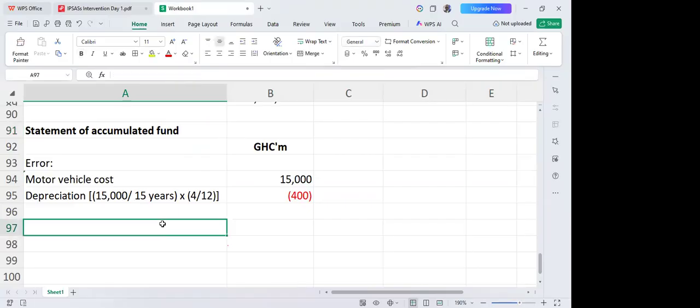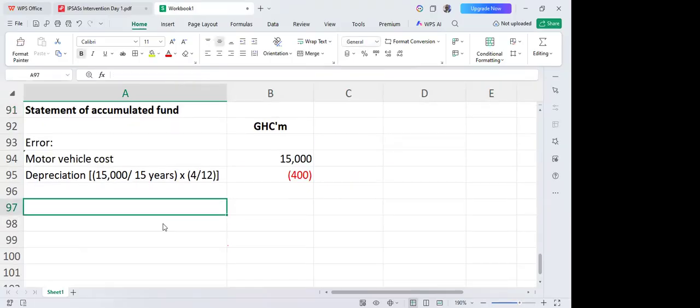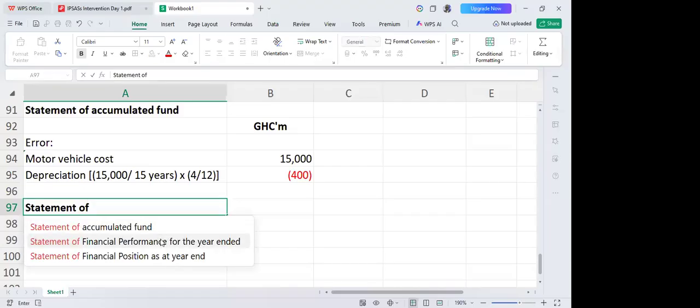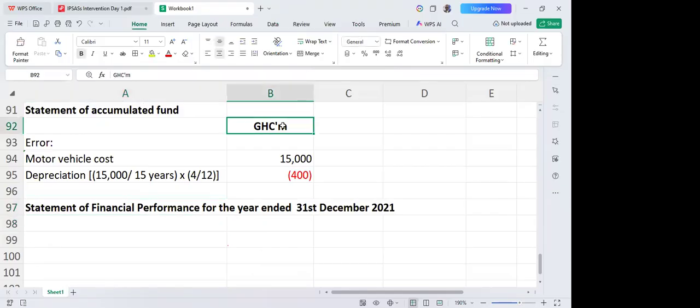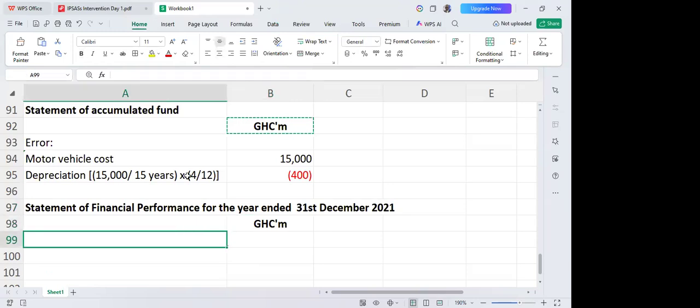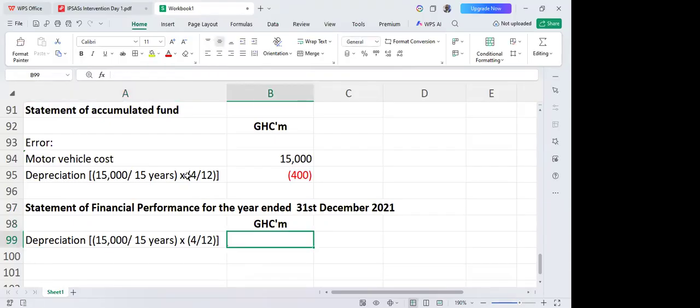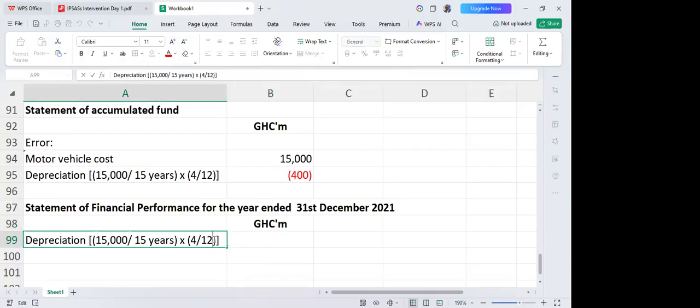Then next we need to do our current year. So for the current year, we need to account for the statement of financial performance at the year end, 31st December 2021. So when we come to 2021, bear in mind that we need to account for depreciation for this asset. Remember, in 2020, we have done the correction of errors. So now it's part of our assets. This means we need to calculate depreciation for the year. And bear in mind, this one will be 1 year depreciation, not the 4 months. The 4 months was for 2020. We are doing 2021.